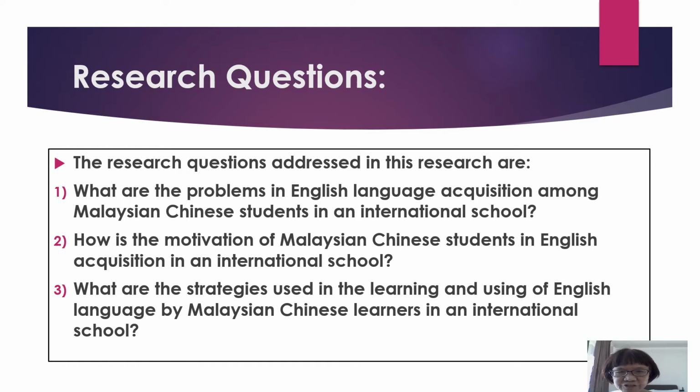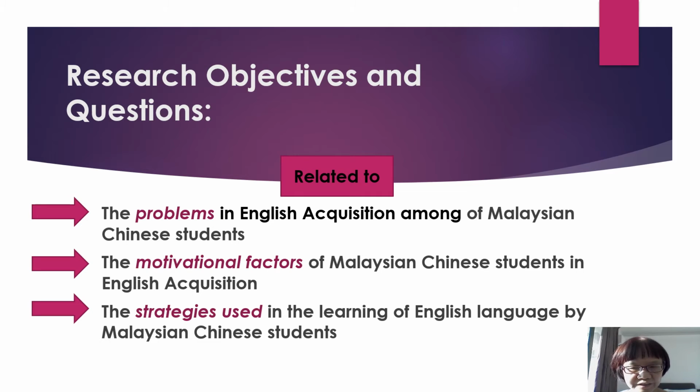The research questions pertaining to this research are: number 1, what are the problems in English language acquisition among Malaysian Chinese students in an international school? Number 2, how is the motivation of Malaysian Chinese students in English acquisition in an international school? Number 3, what are the strategies used in the learning and using of English language by Malaysian Chinese learners in an international school?